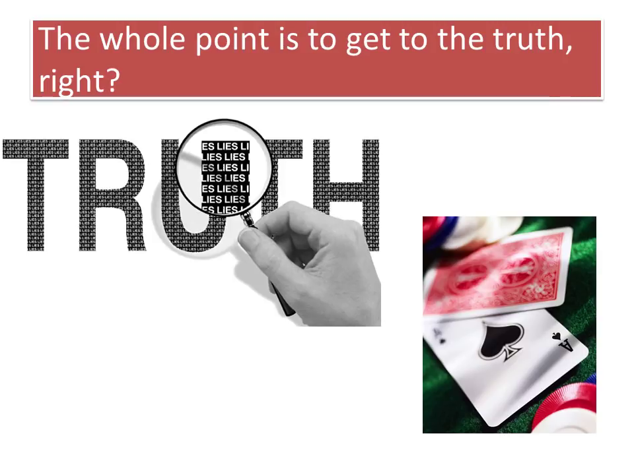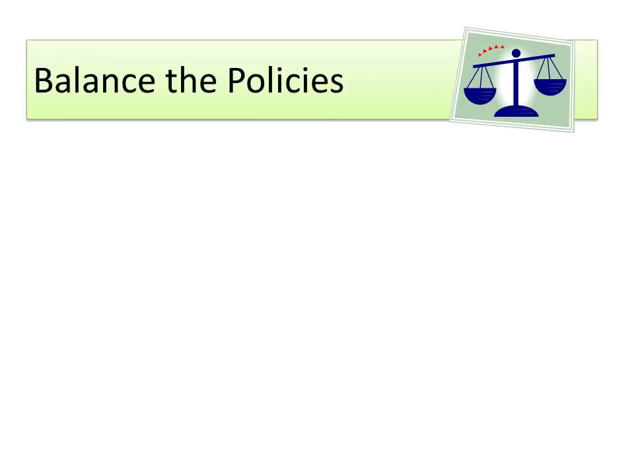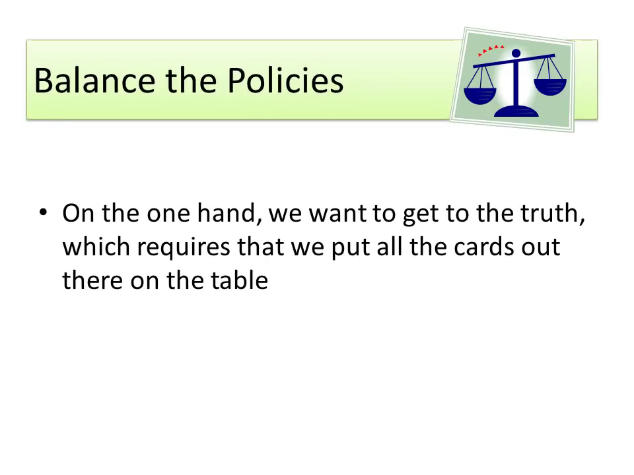Now, it might strike you, and rightly so, that there's a tension between these two policies. On the one hand, each side does its own work without concern that it will be pilfered by the other side, and on the other hand, getting all the cards out on the table. In fact, as you can see, the federal rules are basically a balance of those two policy concerns. On the one hand, we want to get to the truth, which requires that we put all the cards out on the table, everybody knows what the facts are, and we can go from there.